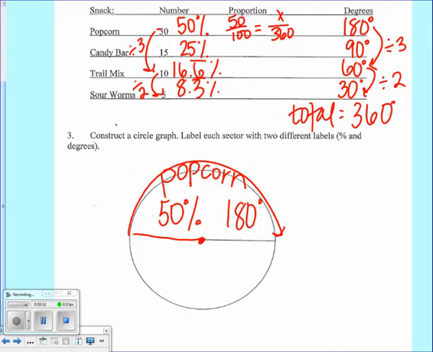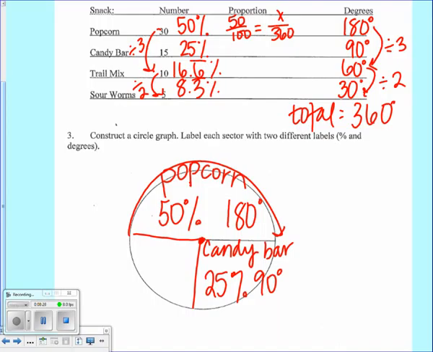And then candy bar is 25%. With what we have left, what does this other half represent? 50%. How can I get 25% of that? Right, divide it down the middle. So we'll get 25 here, which will represent our candy bars. And I'm going to put 25%, and that was 90 degrees.